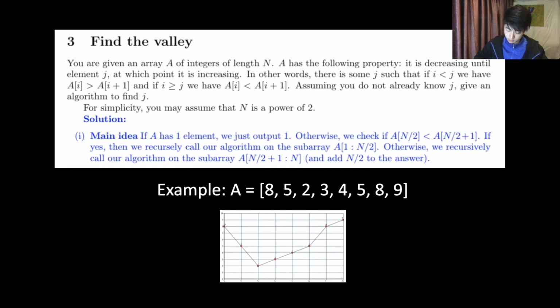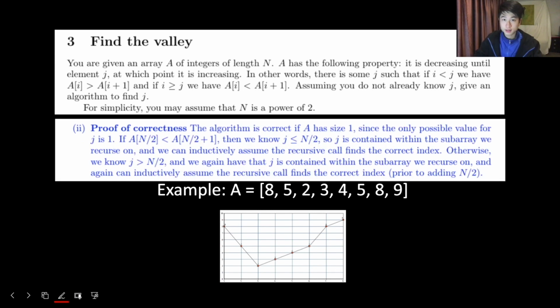So the algorithm is: if you have one element, you just output that element's index, since it's asking for indices. Otherwise, check this condition. If the middle is smaller than the thing on the right, that means the right half cannot contain the value, and therefore we should recurse on the left half. Otherwise, the right side has to contain the value, and therefore we should recurse on the right side and add n over 2 because we want to find the actual index. When the function is called on an array of size 1, the only possible value is 1, so we just return 1.